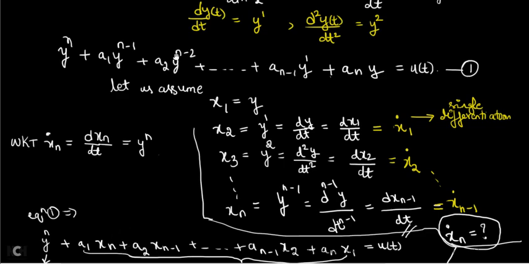Plus a2, y power n minus 2. What is y power n minus 2? The previous value. What is the previous value of y power n minus 1? Y power n minus 2 will be equal to xn minus 1. So xn minus 1.